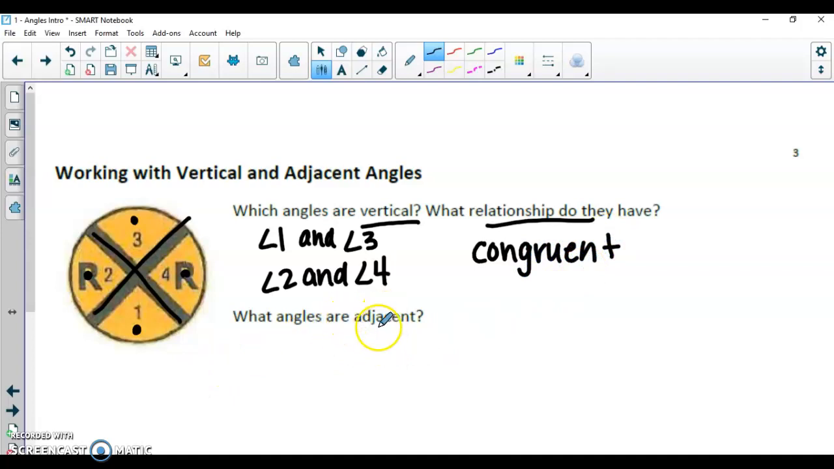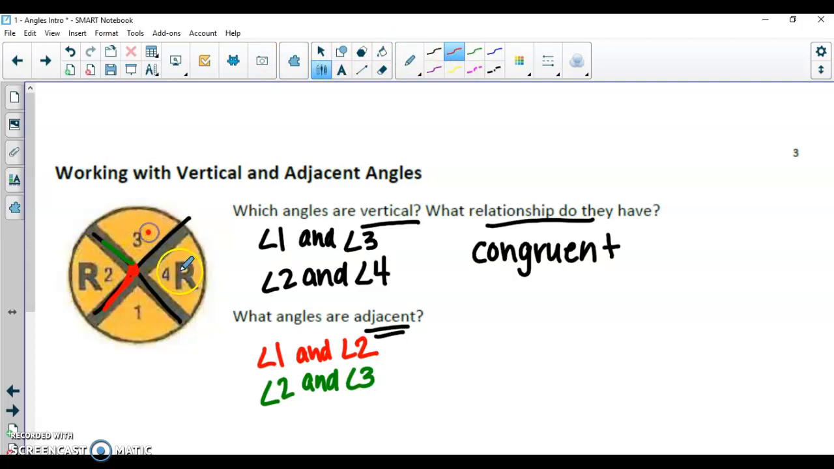The next question says, what angles are adjacent? Adjacent means we're talking next door to each other. So I'm going to erase my black dots from here. Looking at the picture, they have to share a vertex. Well, the vertex is right here. So all of these angles are actually all sharing the same vertex. We just need to know which ones share sides now. So we could start off with angles 1 and 2. We could then also see that 2 and 3 share a side. And then we also have angle 3 and 4.